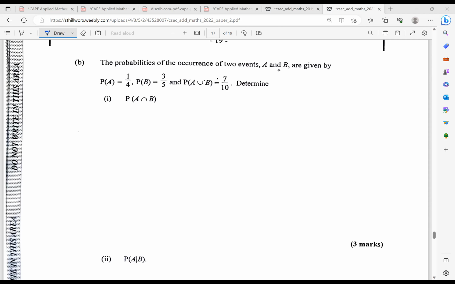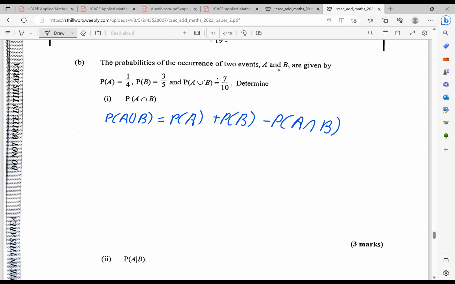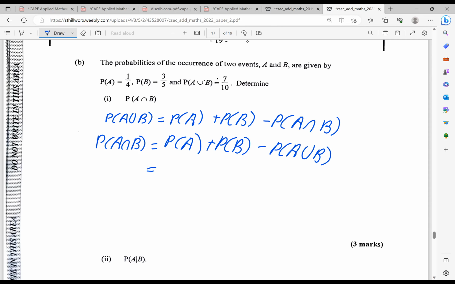We're going to have the probability of A union B is the probability of A plus the probability of B minus the probability of A intersect B. So I rearrange it now. I bring this on the side: the probability of A intersect B is the probability of A plus the probability of B minus the probability of A union B. So I'll get a quarter plus 3 over 5 minus 7 over 10. Forgive me, I do not have a calculator. Over 20, that's 5 plus 12 minus 14, which is 3 over 20.